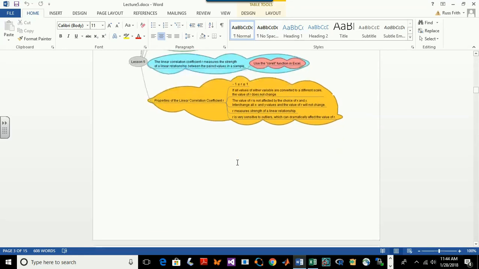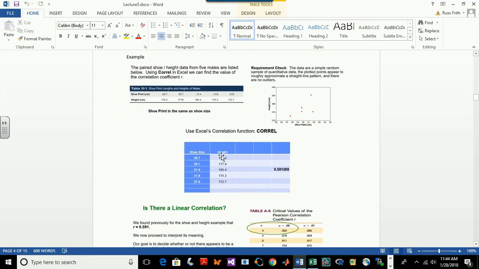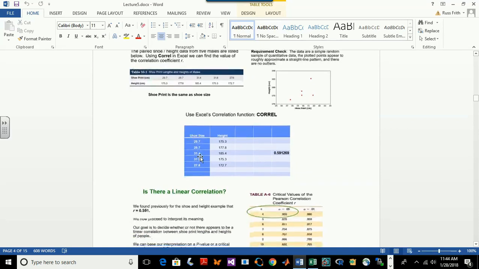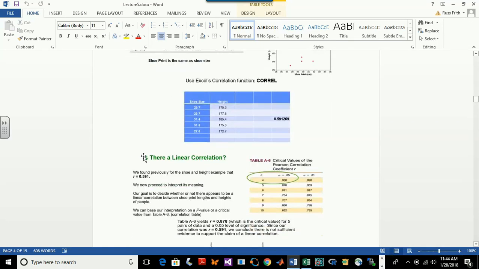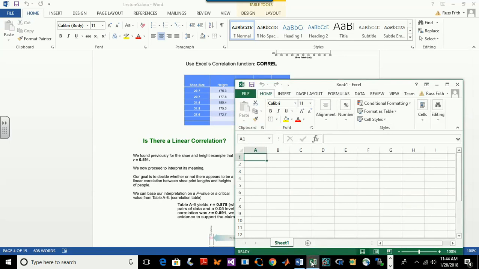So first example. In this case we have shoe size and height, and we want to know if height is a linear function of shoe size. But before we do that, we want to analyze the correlation between shoe size and height and determine if there is a linear correlation. We can use Excel to do that. So let's have shoe size, in centimeters, and then height. If we change the measurements to inches, the correlation coefficient would not be affected.